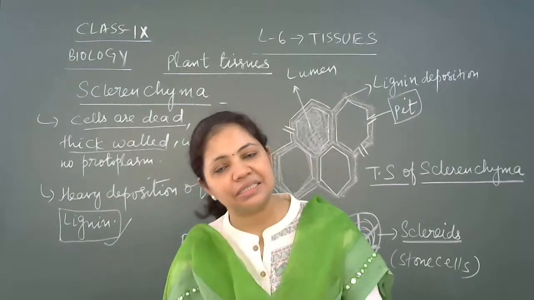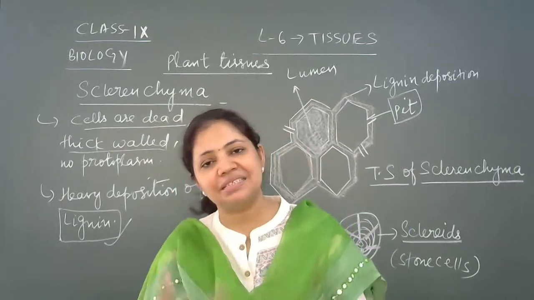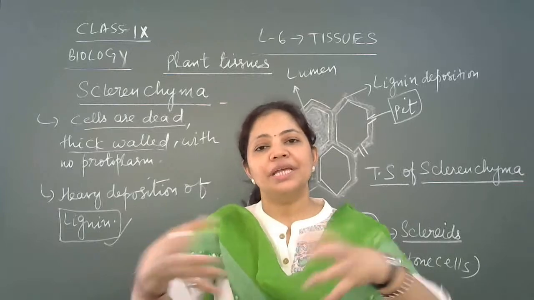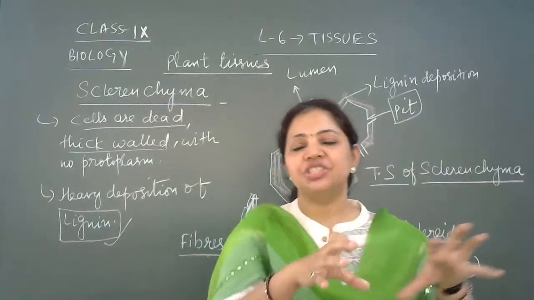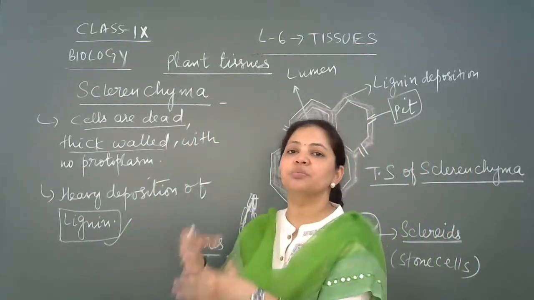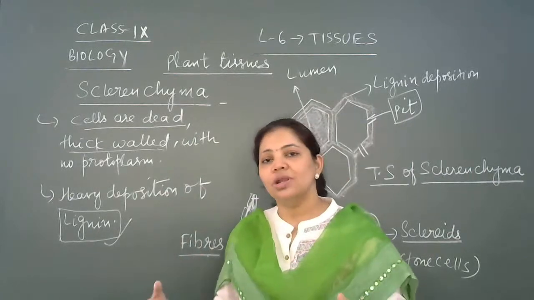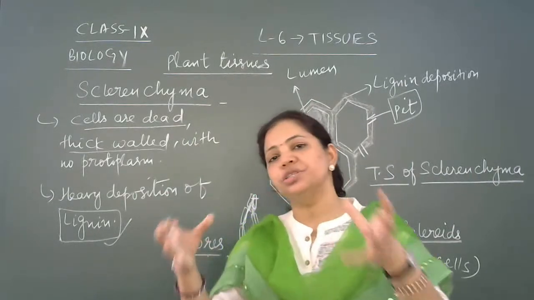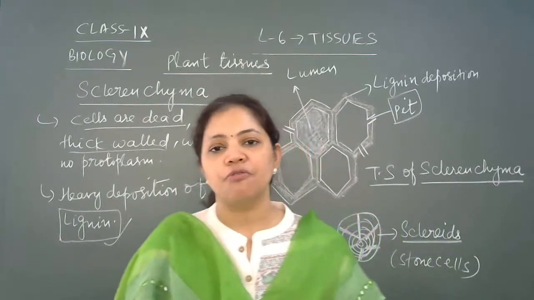For example, cortex is there, pith is there, pericycle is there, right? So in some parts also, sclerenchyma is distributed here and there in the form of patches, right? So like any other plant tissue, it is also distributed in the various body parts of a plant.